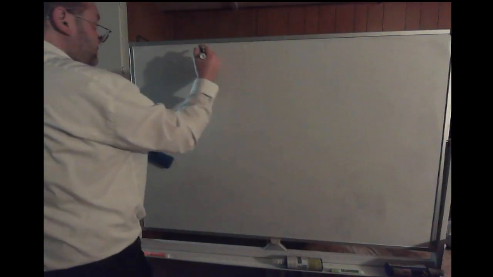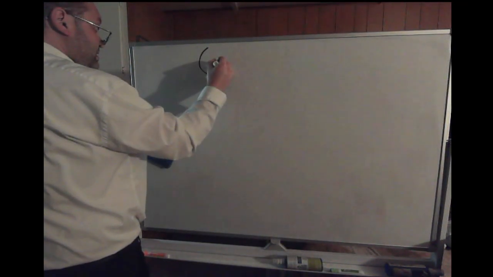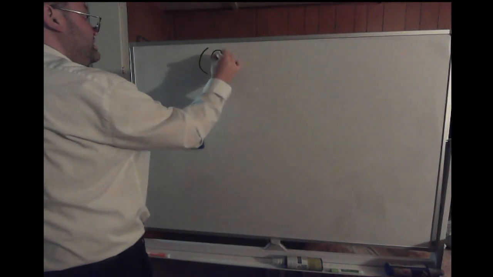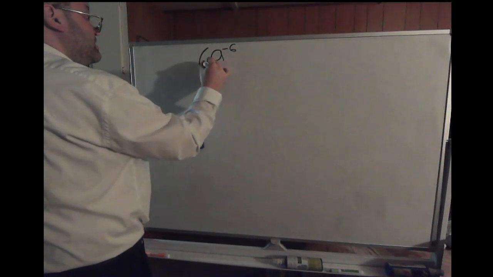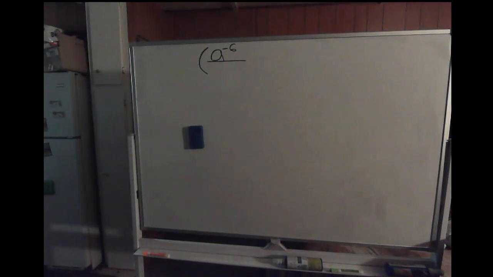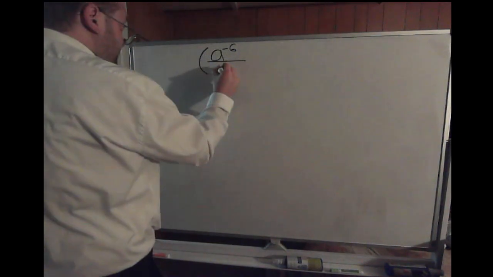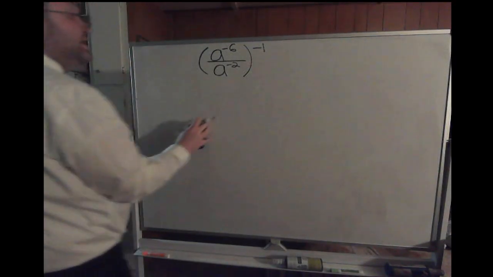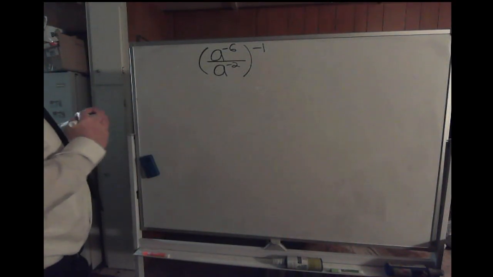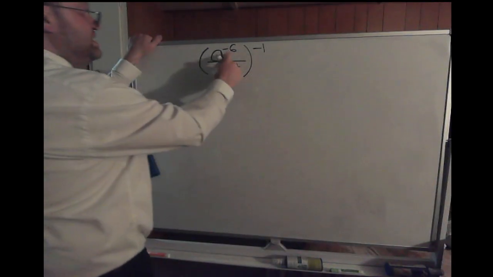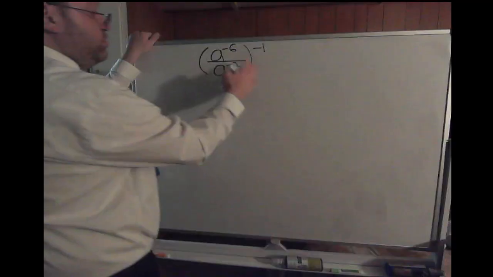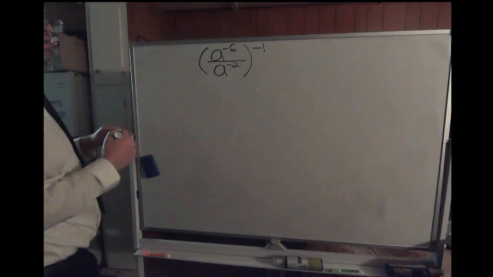Alright, 4 more, then we're done. Better write this a little bit bigger here. A to the negative 6th over a to the negative 2nd, that whole quantity to the negative 1st power. So a little bit of a doozy here. We have a to the negative 6th power over a to the negative 2nd power, that whole quantity to the negative 1st power.